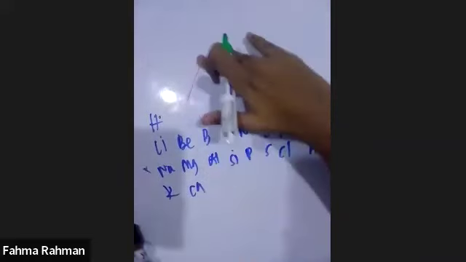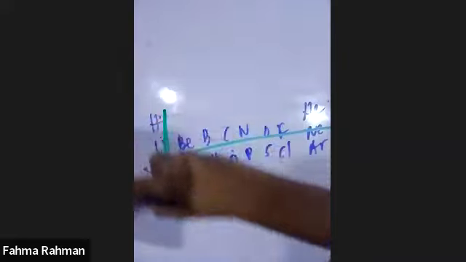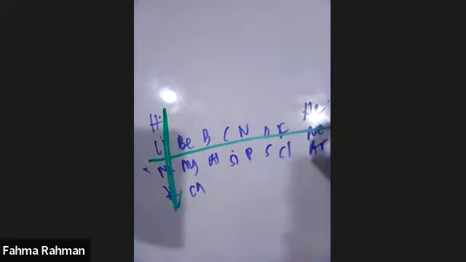Periods and groups. In your syllabus, there will only be 20 elements in your periodic table. So if you take your periodic table, you can see some are going down, some are going sidewise, right? Whatever elements are going down, it's a pattern. We are studying the pattern of the periodic table.